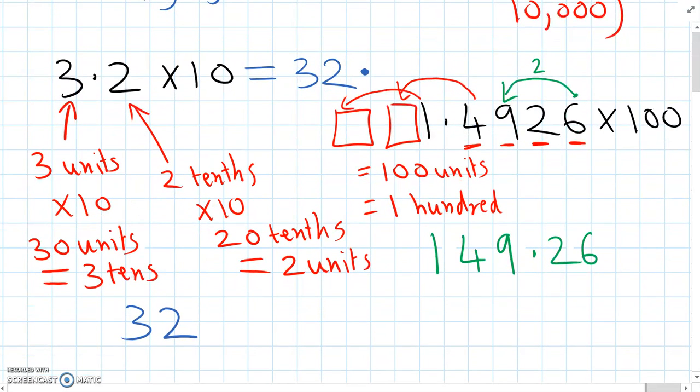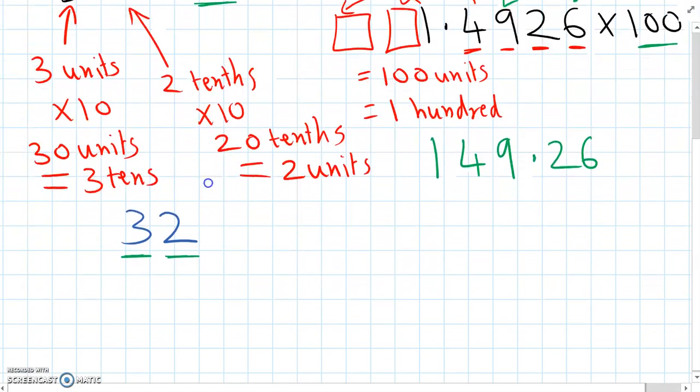So looking at these 2 examples, we can see a bit of a pattern. If we multiply by 10, our place values went up by 1. The 2 tenths went up to the units. And the 3 units went up to the tens. But if we multiplied by 100, each place value moved up by 2 places. So overall we can see a pattern.